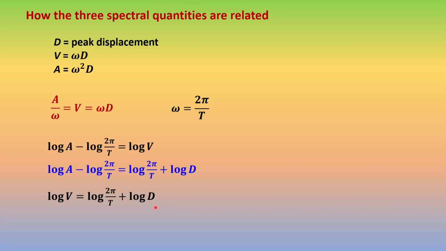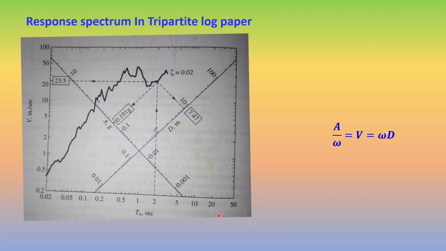So now we can plot a logarithmic curve for the response spectrum instead of normal ordinates, and it will look like this. It is a tripartite log paper, that is, a logarithmic scale is there on the x-axis, the y-axis, and also on some other axis which is inclined with the x-axis. One axis is taken at an appropriate location inclined at 45 degrees, and another axis is taken at 135 degrees.